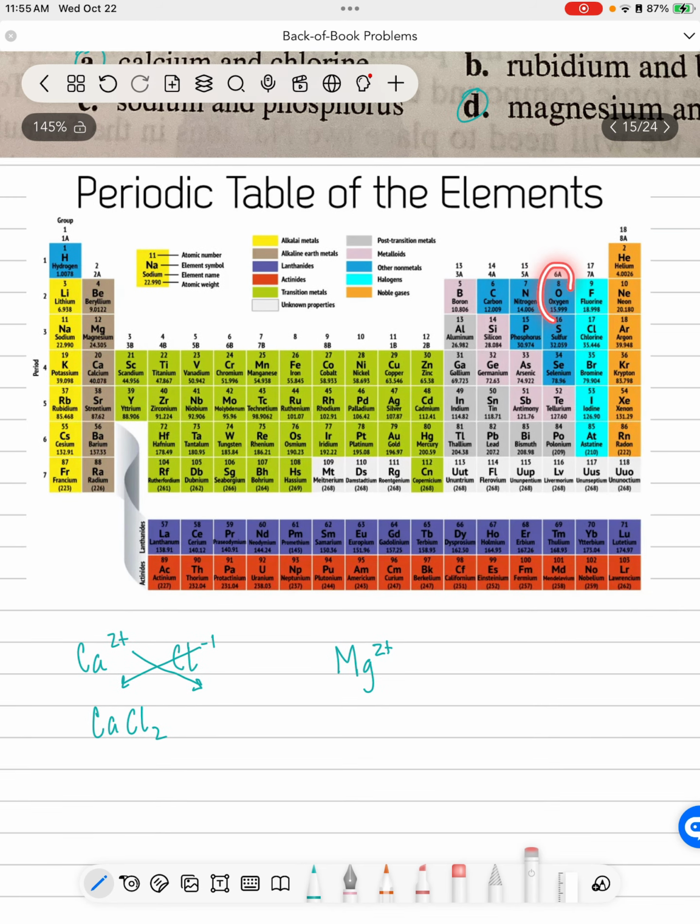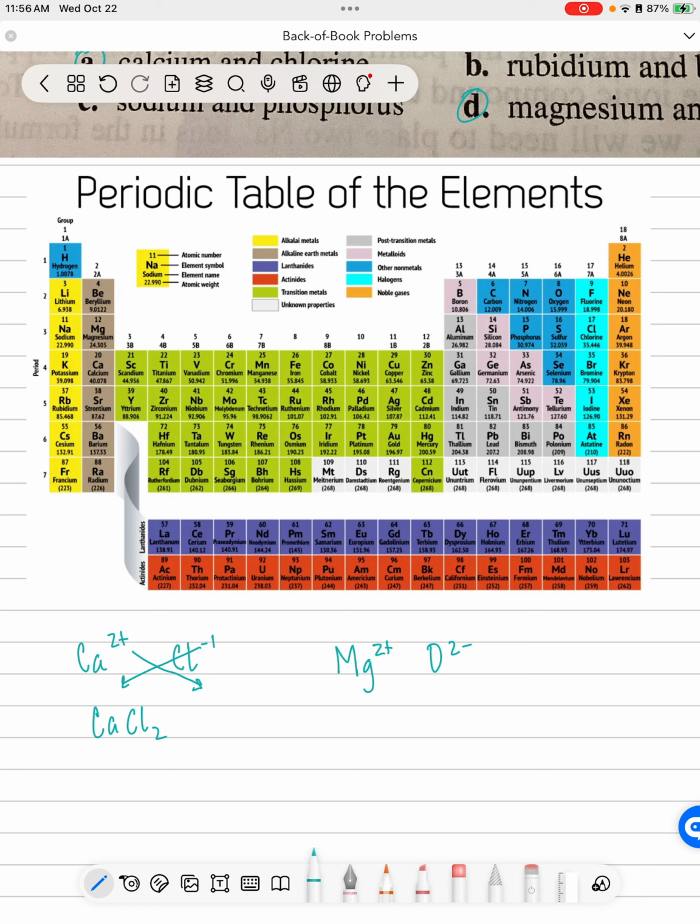Here's our oxygen. It is in group 6, which means it has 6 electrons in its outermost shell. It needs 2 electrons to have a full octet. So it's going to gain 2 electrons. So oxygen is always 2-. And anything in group 6 is going to be 2-. Anything in group 7, 1-, and group 5, 3-.